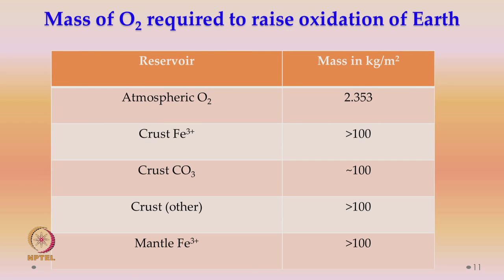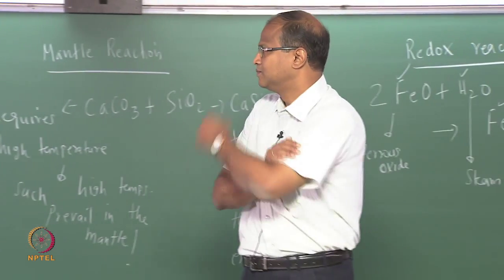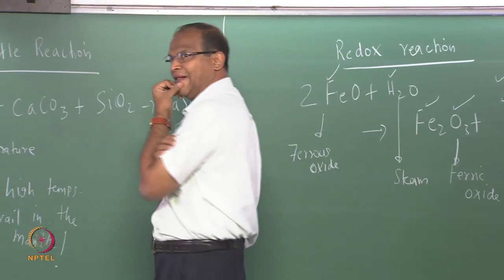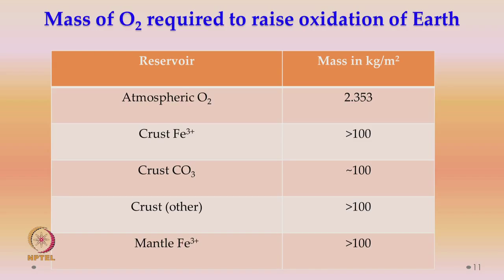Yes, please take down this table. The mass of O2 required to raise the oxidation of the earth. This is a table with 5 entries. Column 1 gives the reservoir, and column 2 gives the mass in kilograms per meter squared. Please take down this table, because we are going to work out some problems based on this and on the table which you took down in an earlier class. Atmospheric oxygen: 2.353 kilogram per meter square. Crust Fe3+: greater than 100. Crust CO3: 100. Crust others: greater than 100.